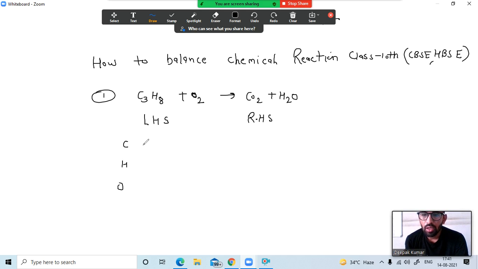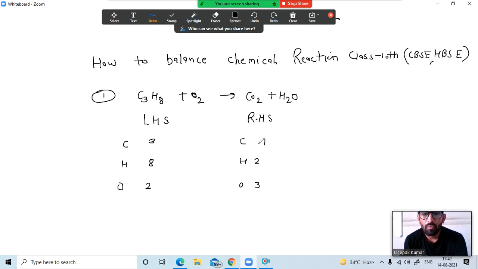hydrogen and oxygen. Now count: on the left hand side there are 3 carbon, hydrogen is 8 and oxygen is 2, and on the right hand side carbon is 1, hydrogen is 2 and oxygen is 3. Now you check that on the left hand side there are 3 carbon but on the right hand side only 1 carbon. Then how do we balance the product?